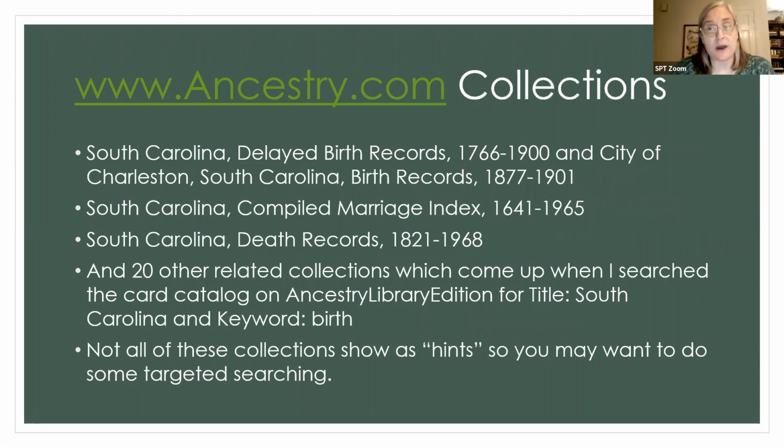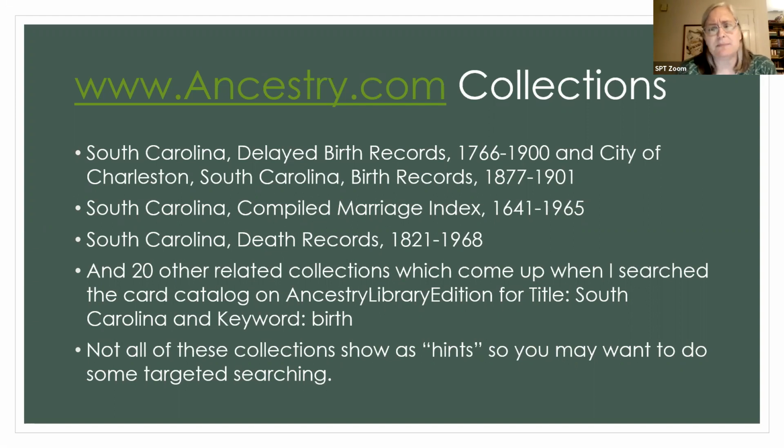Ancestry.com has quite a few collections, and to get to this, I went to search at the top of Ancestry Library Edition. It works on Ancestry.com as well, and I chose card catalog. Then I typed in South Carolina in the title, and births in the keyword. It pulled up 23 different record sets, some of which don't actually have to do with births because marriages popped up and deaths popped up too.